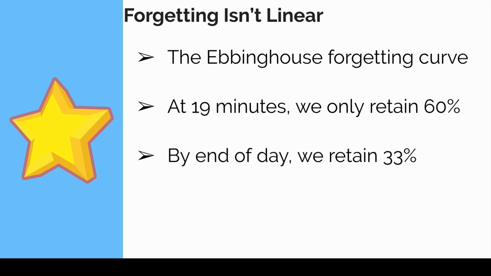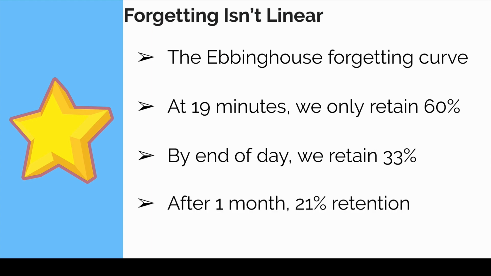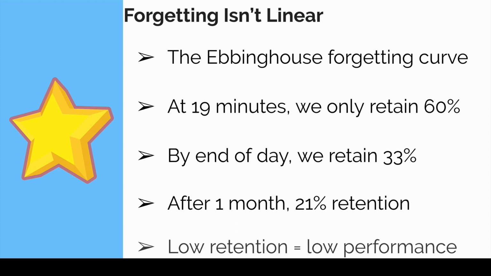So by the end of the day, we only retain 33% of what we learn if we don't practice what we learn. And after 1 month, our forgetfulness is slowing down, and we have about a 21% retention. And of course, low retention means low performance. So our goal in this video is going to be, well, how do you battle this? How do you fix this? So the first way to fix it is repeated retrieval.